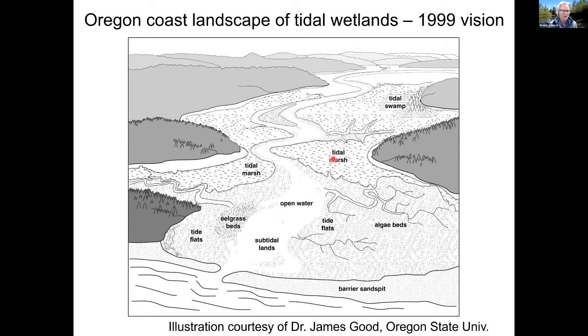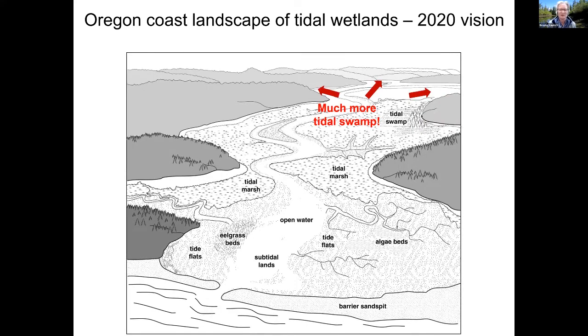Then as you move up the system a little, you'd get tidal marsh. And this picture shows a small area of tidal swamp here at the base of this hill. But in recent years, what we've learned is that there was really much more tidal swamp than that as you moved upriver and up estuary. So I added a little text to Jim's diagram here just to indicate that new knowledge that we've gained more recently.